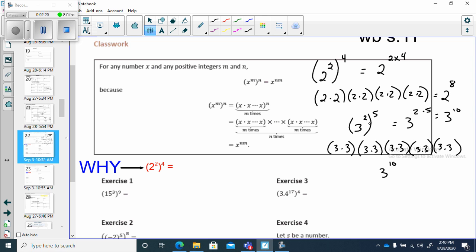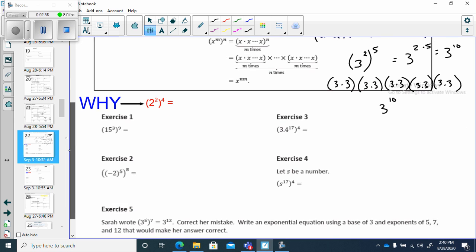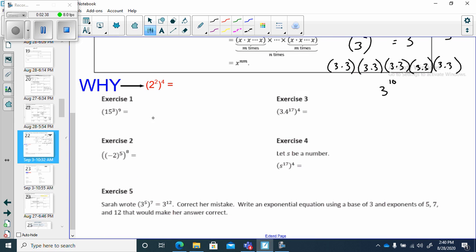So when you're raising a power to a power, you multiply the exponents. Here's your theoretical approach here. When I'm raising x to the m power, and I'm raising all of that to the nth power, that's x to the n times m. Okay, now let's try a few of these down here. Now let's try all of these.